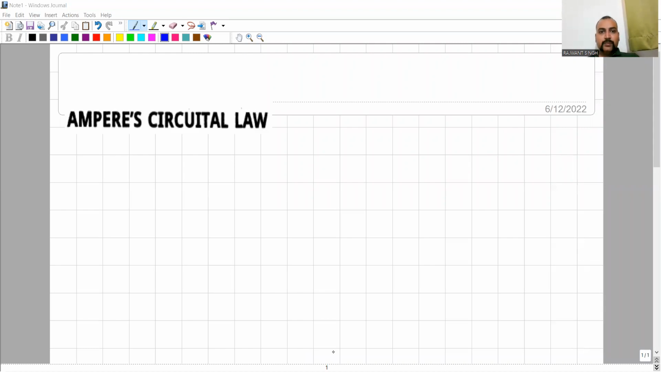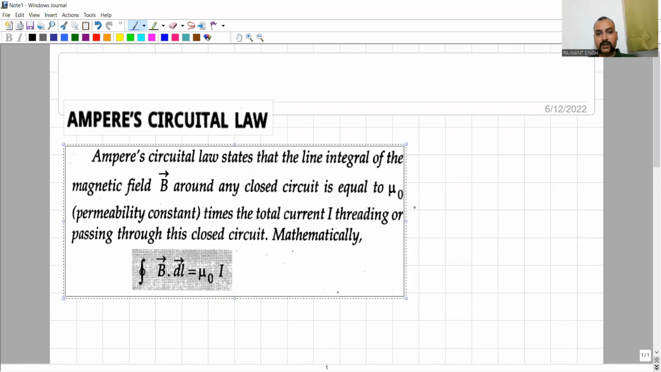So we are going to do this topic, Ampere's circuital law. So let's go through the definition first. So what is Ampere's circuital law?